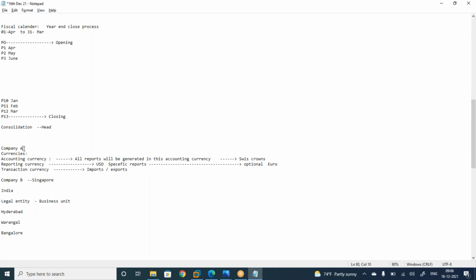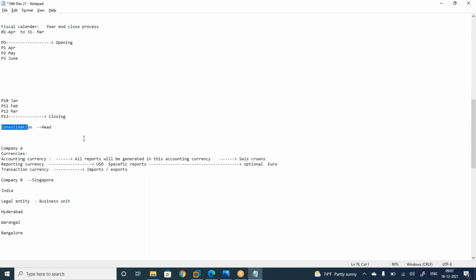Suppose I have created company A as one legal entity and company B as another legal entity. Then I can do consolidation as a head, like a parent company. These companies are child companies, daughter companies or sister concern companies, whatever it may be. This is a consolidation company I can create, and I can generate reports. There is a hierarchy you are going to learn in coming sessions, not now. I have given a temporary solution, I mean clarification only. I will explain this in detail in future.